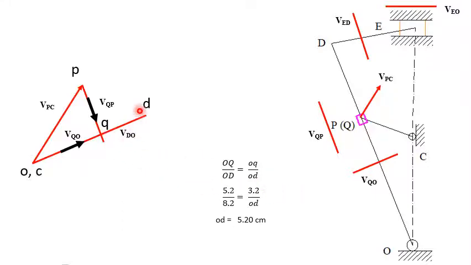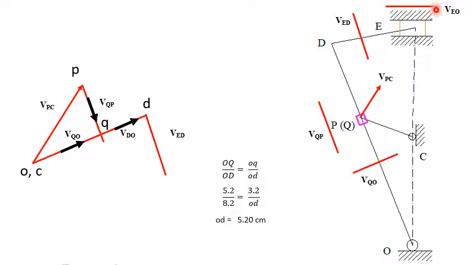And also we can find the velocity of D with respect to O, and the direction should be towards D. Now for VED, parallel to this, draw a line from point D. I don't know the magnitude and direction, so simply draw one line parallel to this. This is nothing but the velocity of DE with respect to D.